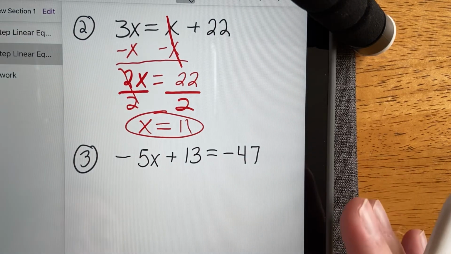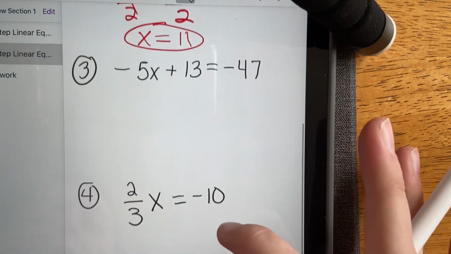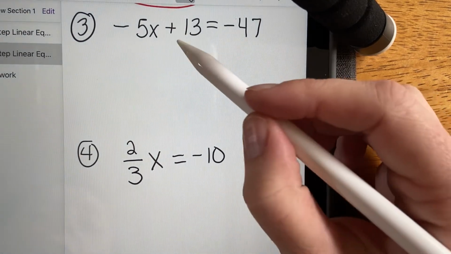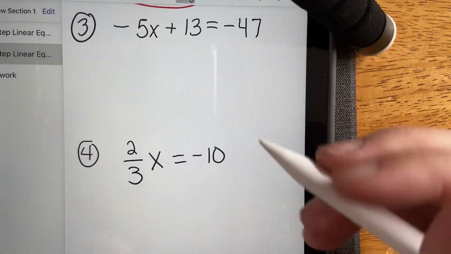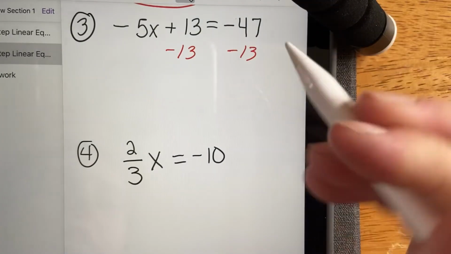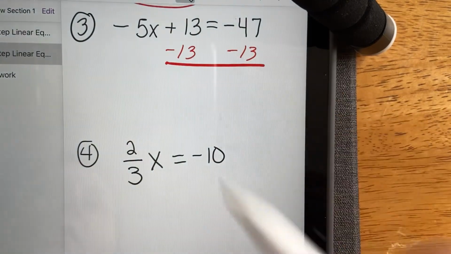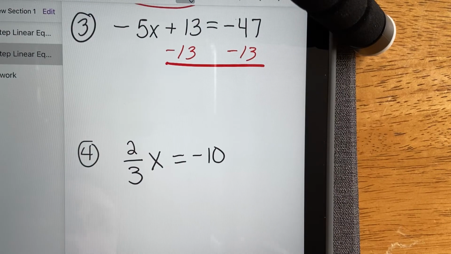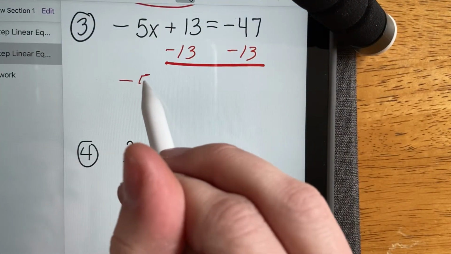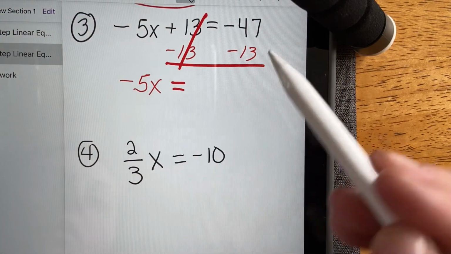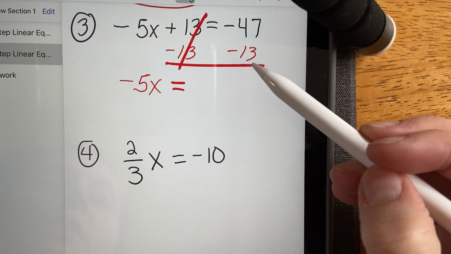Moving right along, the next problem has a good bit of negatives in it. Sometimes negatives freak people out, but you just still want to follow the order of the steps, which would be first, if I have plus 13, we would want to subtract 13 from both sides. Minus 13, minus 13. Just make sure you're lining it up right underneath of the other constant numbers. We're not messing with the x yet. So just carry down the negative 5x.